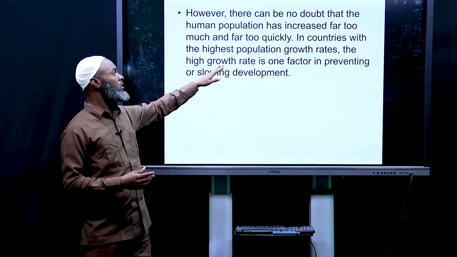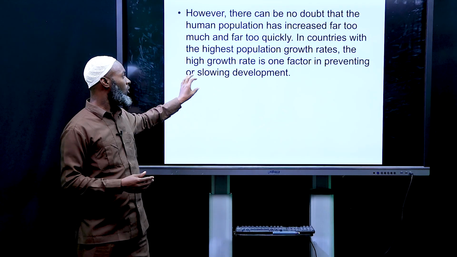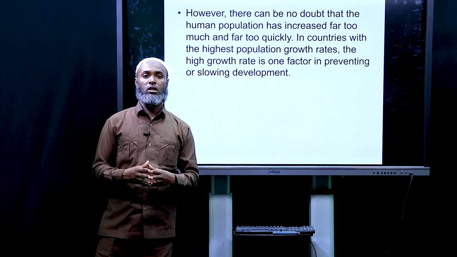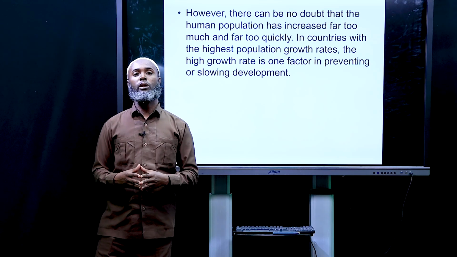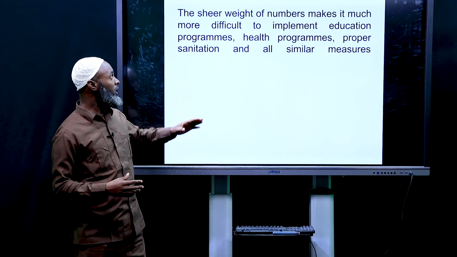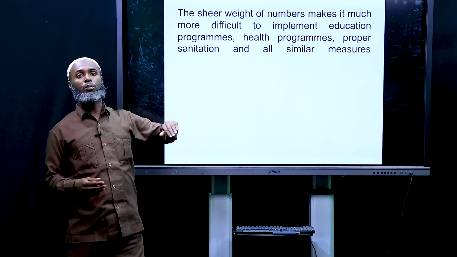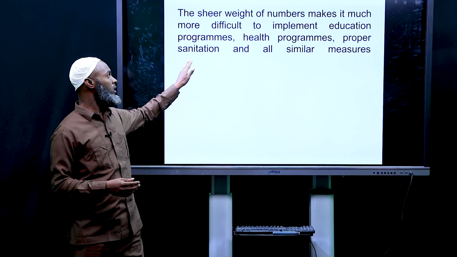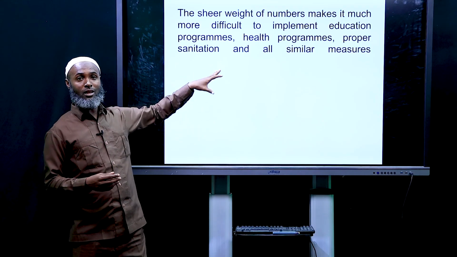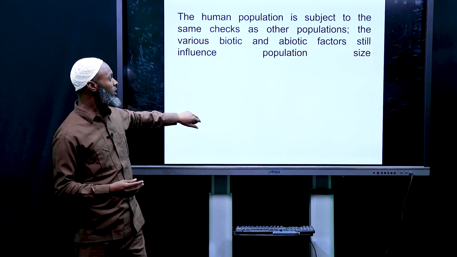In countries with the highest population growth rate, the high growth rate is one factor in preventing or slowing development. So population size has a direct relation with the development of countries. The sheer weight of numbers makes it much more difficult to implement education programs, health programs, proper sanitation, and all similar measures. So these facilities and sectors are directly related to population growth.